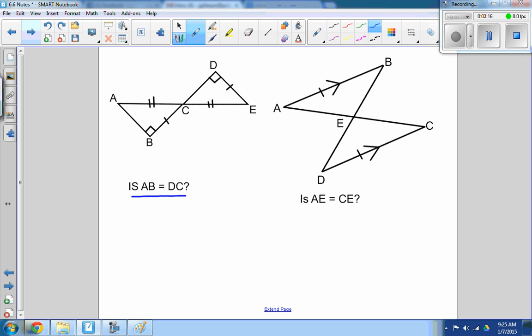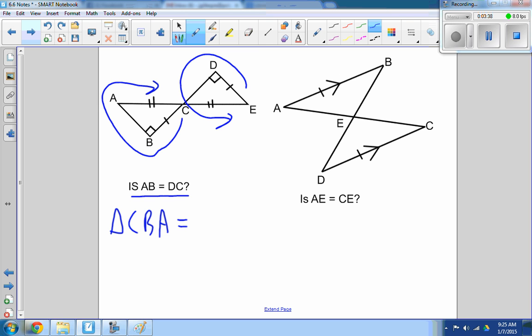So this next one is, is AB equal to DC? Well, let's look at this. Looks like we've got hypotenuse leg. So triangle CBA is congruent to, look at the order that I go in, so let's go in that same order, triangle EDC by hypotenuse leg. So is AB equal to DC by CPCTC? Corresponding parts of congruent triangles are congruent. It is.